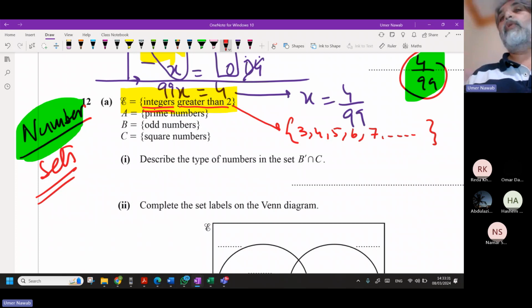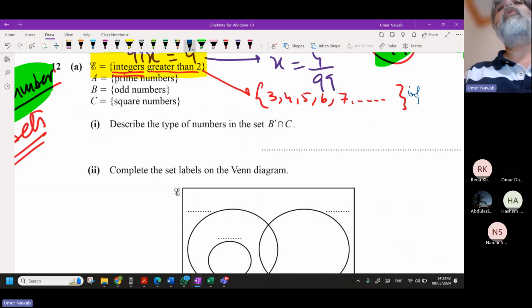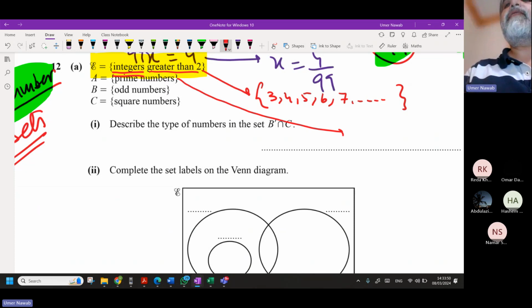So integers greater than 2. Now, this is an infinite set. This is not a finite set because you cannot count how many elements you have in your universal set. But then set A is what? Set A is prime numbers. So don't say 2 is included here, because he did not include the prime number 2. 2 is even prime, but his universal set is starting from 3. Your first prime number is 3, then you have 5, then you have 7, no, not 9, 11. You keep on moving forever.